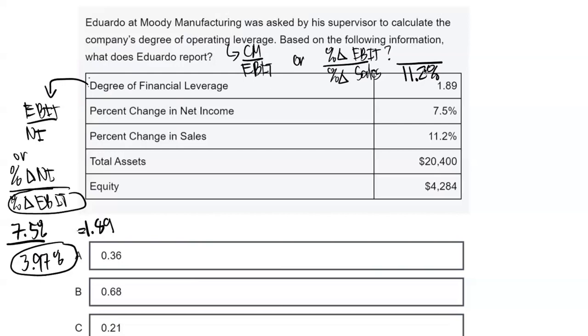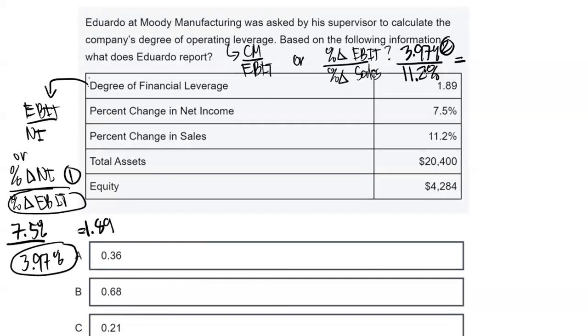Once again, let's repeat: when the bottom is missing, you divide the numerator by the fraction itself, so 7.5 divided by 1.89. If the top is missing, you multiply the denominator, 3.97, by the factor or the fraction of 1.89 to get 7.5. Okay? But that is not our answer, right? That's just the first step, which is getting our EBIT. Now that we know that our change in EBIT is 3.97%, we can now solve for our degree of operating leverage. So step 1 is to get EBIT. Step 2 is to compute for the requirement.